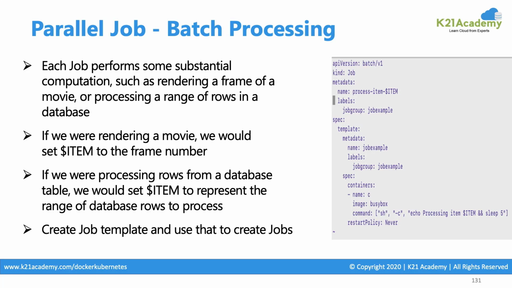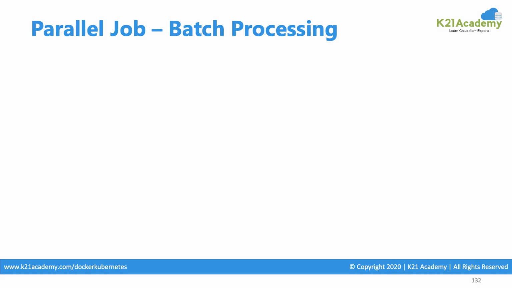The specification section has the containers definition. Container name is simple as c. Image, which is used, is a normal BusyBox operating system image. As soon as the container starts, you're just echoing a statement saying processing item, and you give that variable $item. Sleep for 5 seconds, and then the container is marked as done or finished. So the container will go into exited state, the pod will go into completed state, and the job also would be marked as completed. So let's understand how this happens.